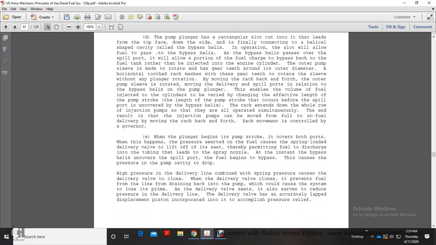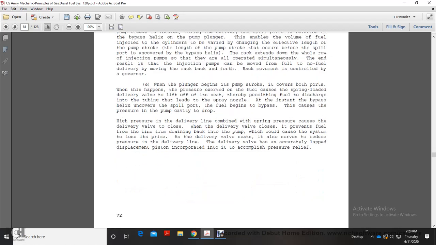When the plunger begins the pump stroke and covers both of the ports, the pressure of the fuel causes the spring-loaded delivery valve to lift off its seat, thereby permitting the fuel to discharge into the tubing that leads to the spray nozzle. Then, with the bypass helix uncovering the spill port, fuel begins to bypass, causing the pressure of the pump cavity to drop. High pressure in the delivery line combined with the spring pressure causes the delivery valve to close.